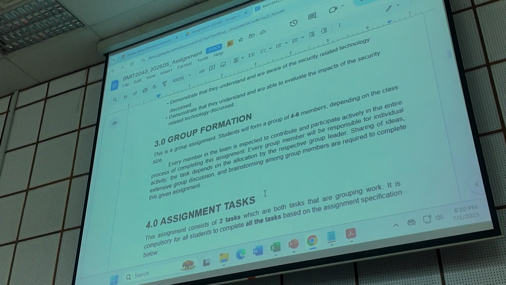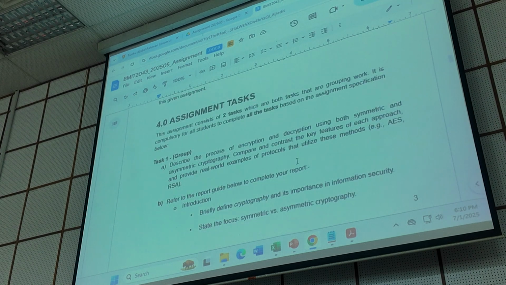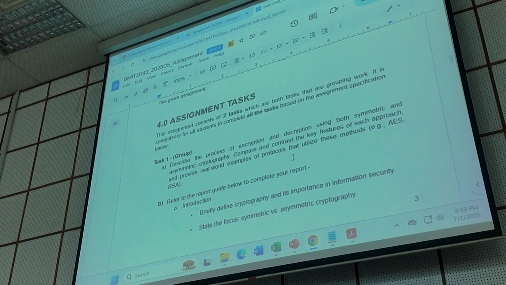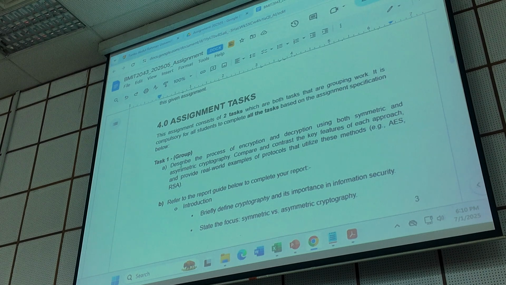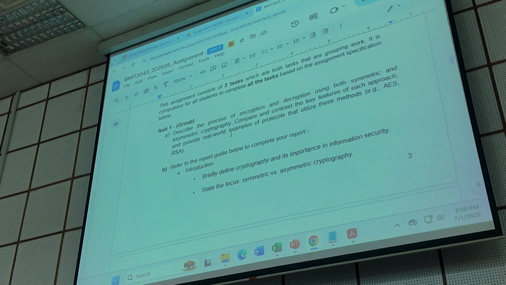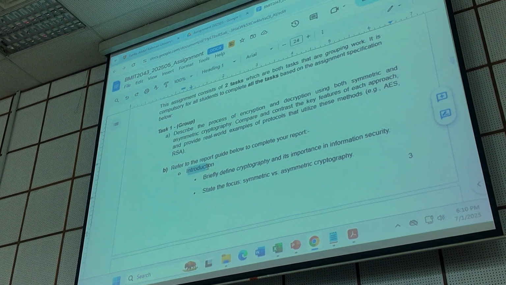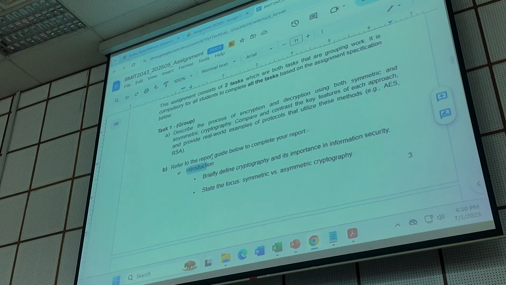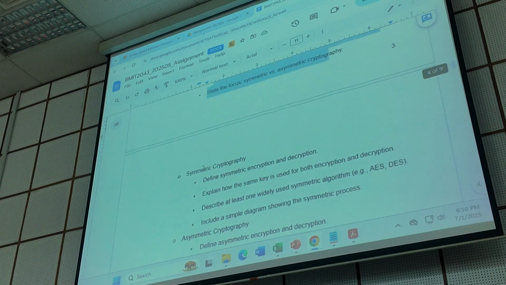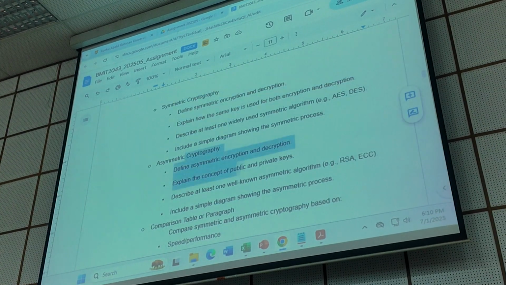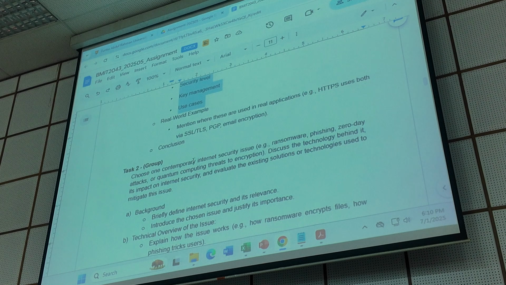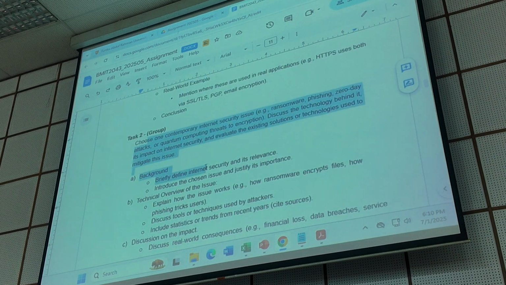So for the assignment, there are 2 tasks. Task 1 is all theory, explanation. Task 1 is to describe the process, encryption, and description, and all the points you need to include are already listed here. First thing, introduction. What you need to include in the introduction is already written here. So it's very clear what you need to include for all the parts. And Task 2 is also theory, asking you to explain the security issue.